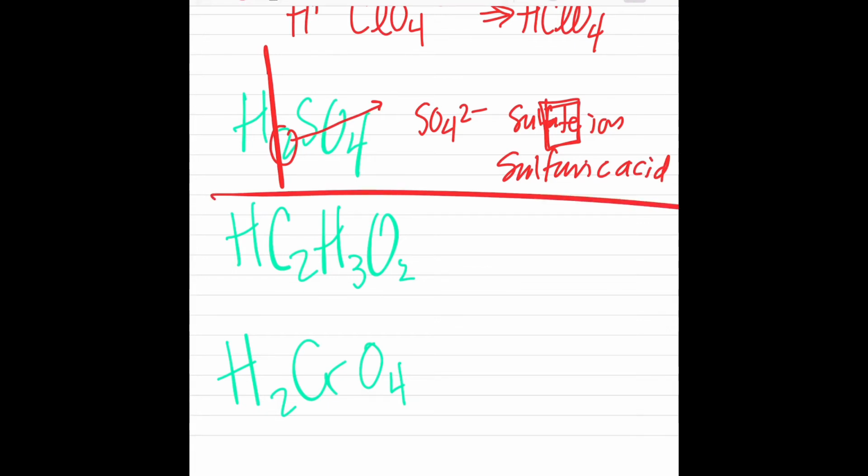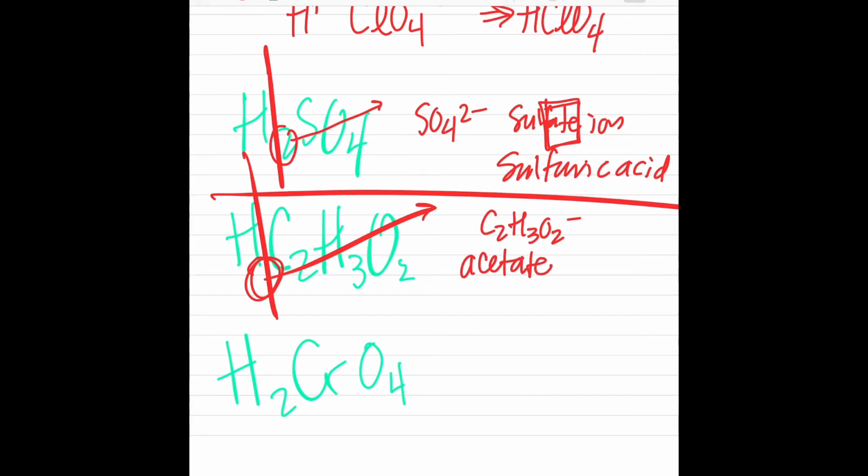This one, you've got the formula. Take the H off. Put whatever it is here back up there. So that's C2H3O2 minus 1. That is called acetate ion. Oh, that's another ATE. So rule number 3 is ic acid. So this is acetic acid. That's 2 words. Acetic acid.